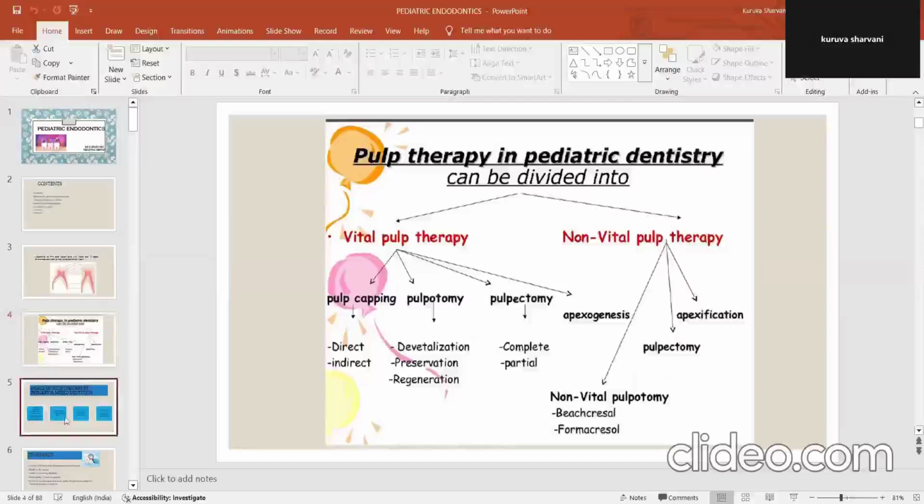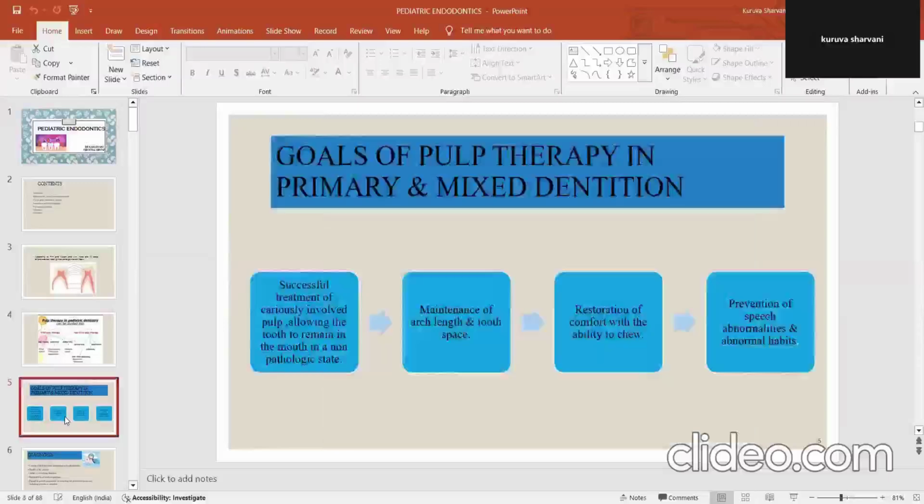So, what are the goals of pulp therapy? Primary teeth are very useful for the children because they play an important role in preserving the arch dimensions. And the anterior teeth in the primary dentition help in aesthetic purposes. Loss of primary teeth, mostly anterior, may lead to aesthetic problems and speech problems, whereas loss of posterior teeth may lead to arch discrepancy, which may lead to crowding in permanent dentition.